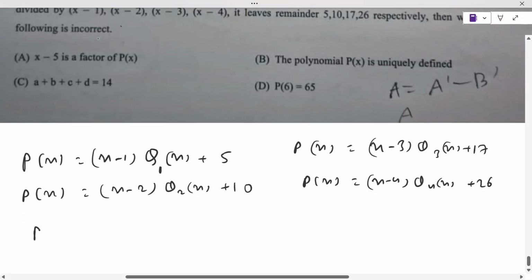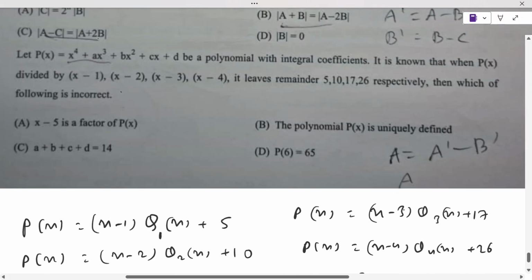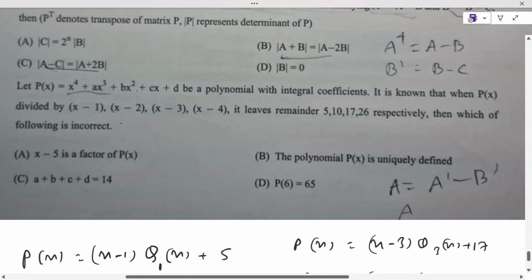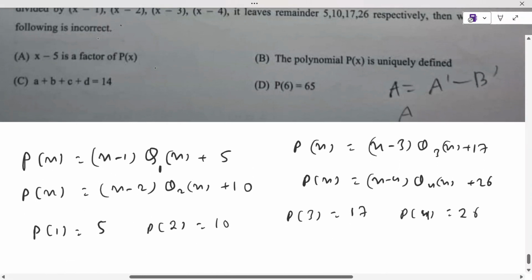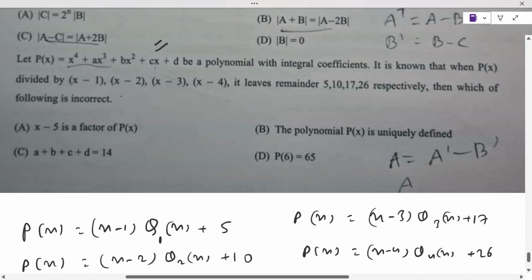Then I can write the first solution as well. P(1) is equal to 5, P(2) is equal to 10, P(3) is equal to 17, P(4) equal to 20. This I can write. So it says x minus 5 is a factor of P(x), the first thing. Then P(x) I have to calculate. And P(x) is a 4-degree polynomial, right? P(x) is a 4-degree polynomial, no?